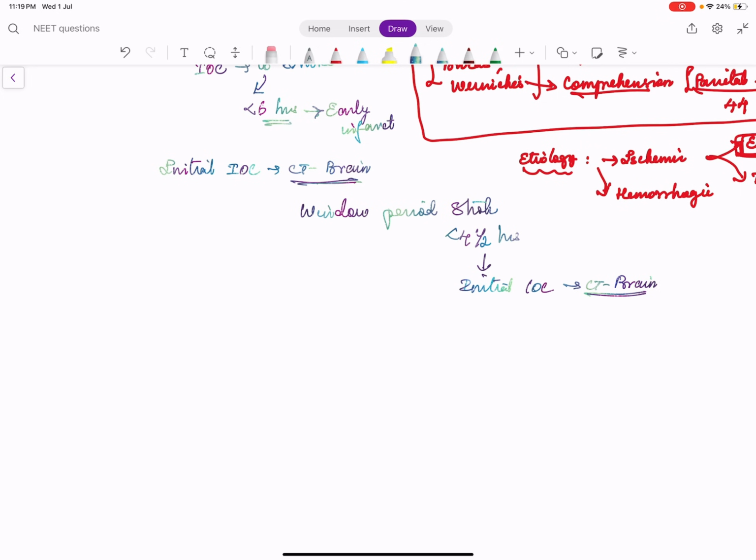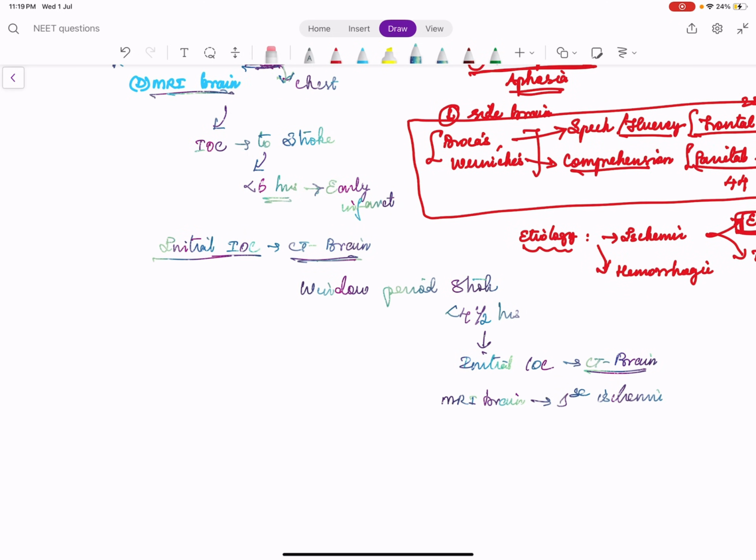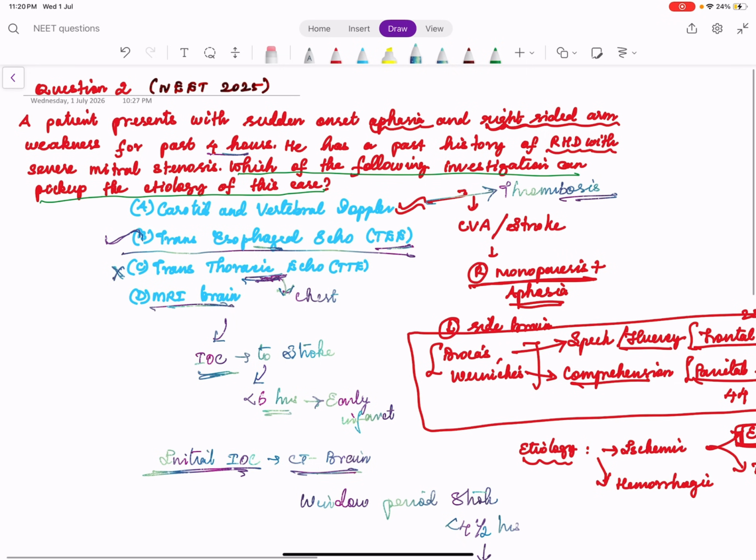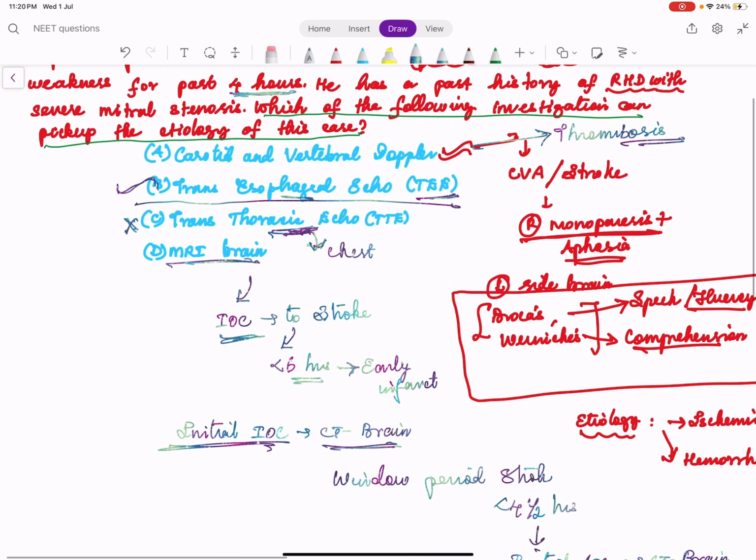Suppose CT brain does not pick up an infarct, you have completed the treatment and the patient has crossed the window of 4.5 hours. In that case, MRA may be preferred again to correctly diagnose ischemic stroke. So understand whether the question asks for the initial investigation of choice or the investigation of choice, and look at the time intervals before answering. This patient is at 4 hours, so he comes under the window period of stroke. So MRA brain is not so ideal. CT brain is ideal, so as not to waste time. But still, MRA brain is an option.